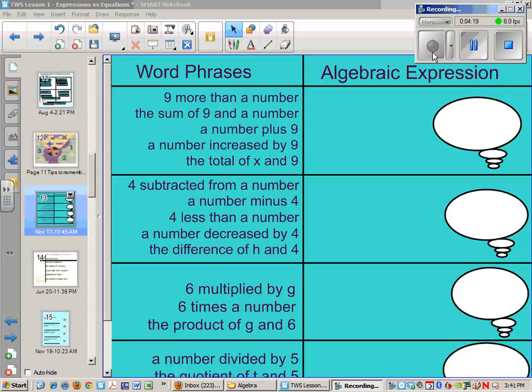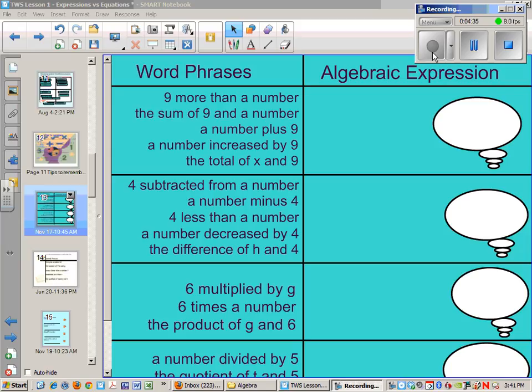Okay, now we're going to do a series of activities. I'm going to go through a series of slides. I'm going to keep them up for a couple seconds. I want you to pause them and solve them in your notebook. When you come to school tomorrow, we will go through these slides and see how you're doing on these.